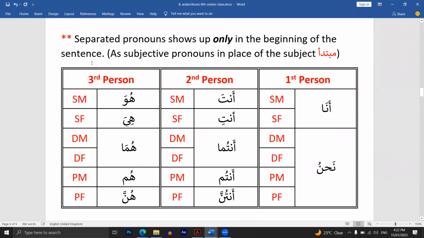Don't confuse yourself about the connected pronouns. Separated pronouns will only show up in the beginning of the sentence as a subjective pronoun in place of what? Al-mubtada. So once you want to start the sentence with a pronoun, definitely it will be a separated pronoun. It will be one of these pronouns listed in this table. We already specified them in the second lecture of pronouns. أنا نحن for first person, أنت أنتِ أنتما أنتم أنتن for second person, and هو هي هما هم هن for third person.